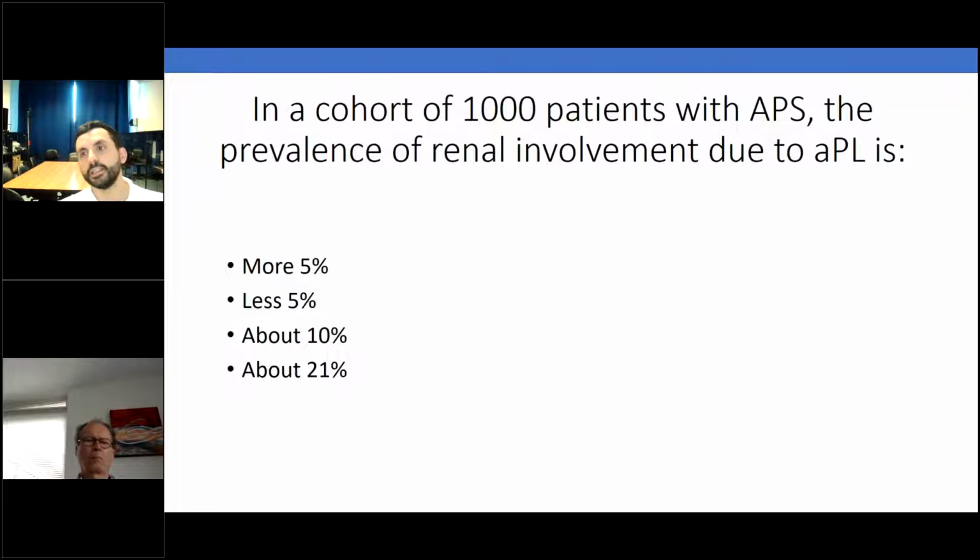And this is just to trigger the discussion. We have said that APS is a rare disease, but on the other side, that APL positivity might be not that rare. So imagine taking a cohort of 1,000 patients with APS. How many of those would you expect to have a renal involvement that can be linked with the presence of APL? And this is the first question of this talk.